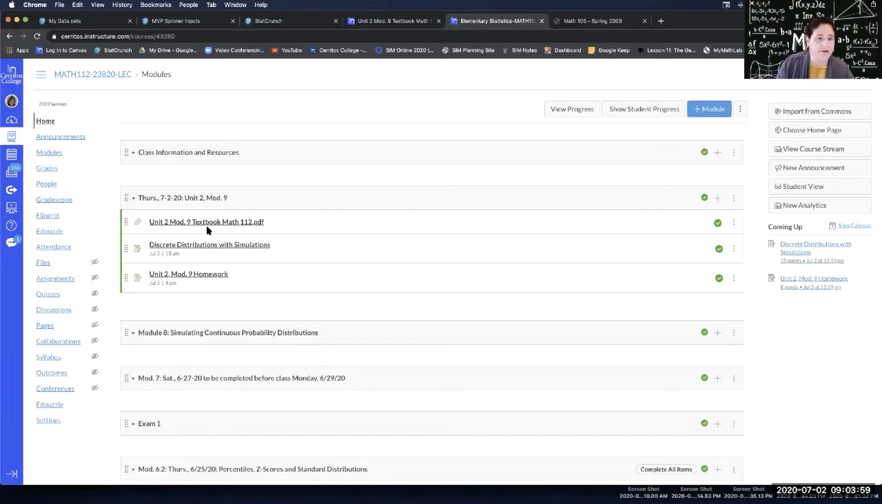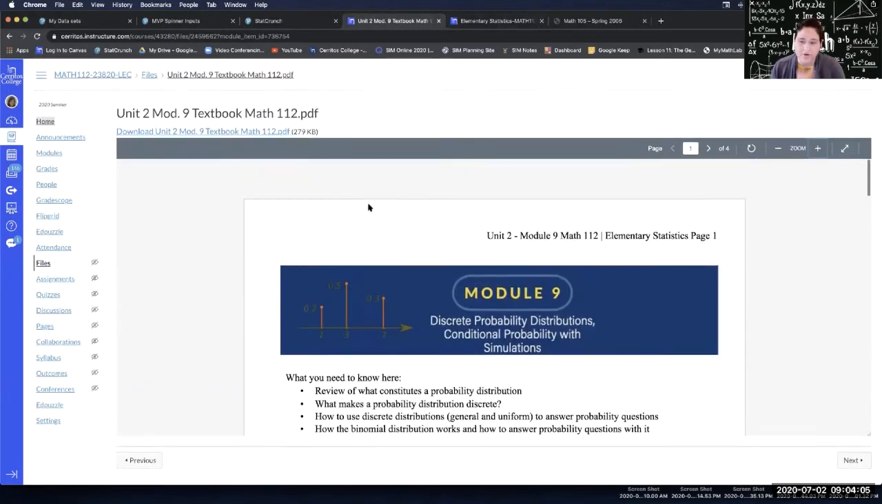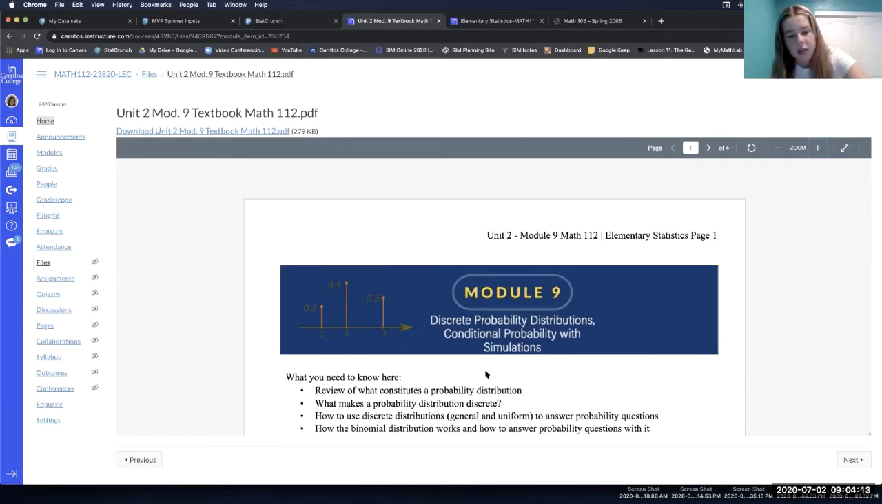Fantastic. So here we go. I'll just go into the textbook first, and we'll go over really quickly. Do you guys remember what discrete means versus continuous? Anybody remember what's the difference? Discrete is like whole numbers, and continuous is like... Yeah, continuous goes over a range, and discrete jumps from value to value.